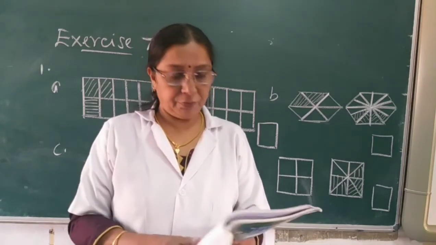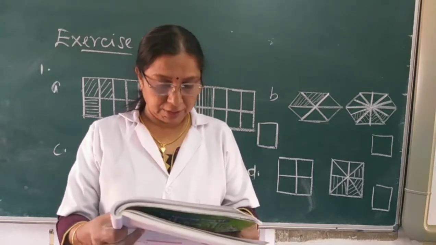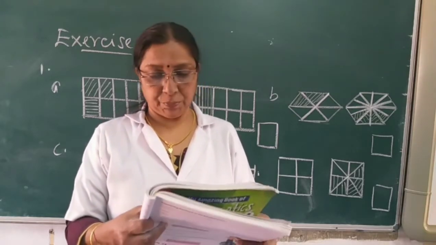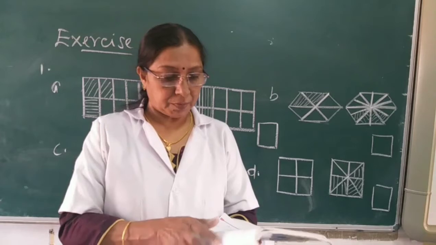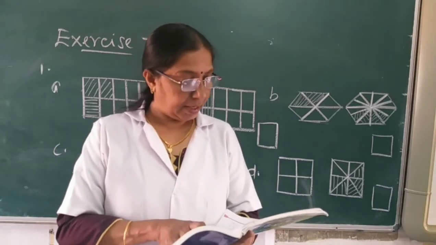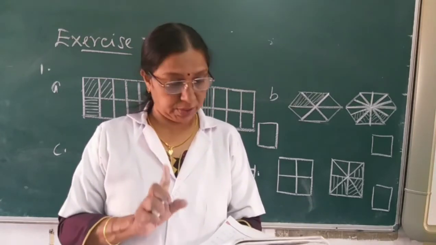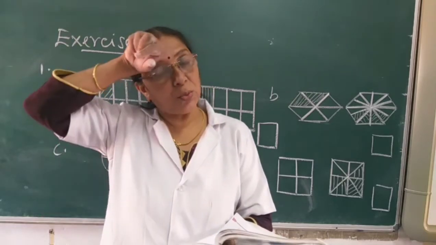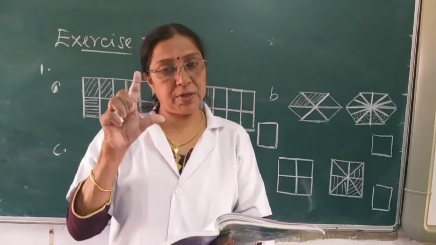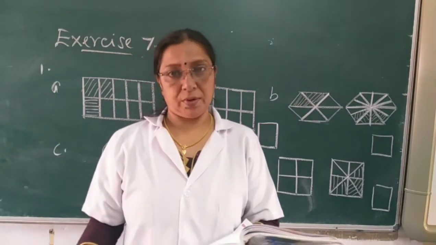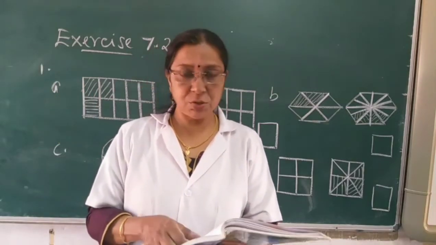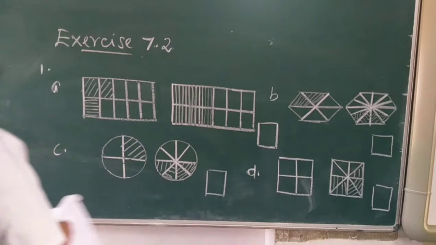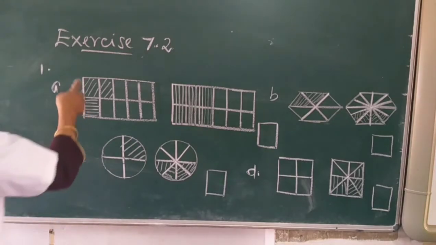Here are some figures, no? In textbook page number 92. Then put a tick in the box if the fractions are equivalent, else put a cross in the box. See, you put a tick mark if the fractions are equivalent, otherwise you put a cross mark. Okay children, let's do the first question.